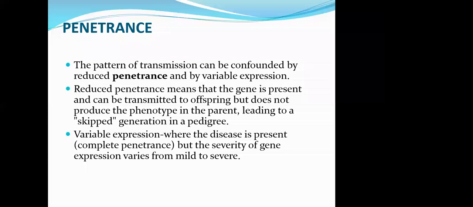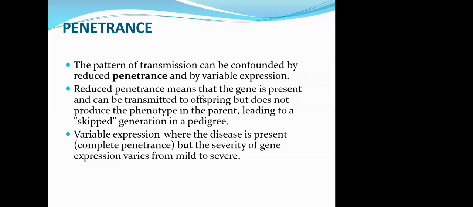An example is, you will find somebody who has genes for brilliance, and yet it doesn't show in the phenotype, in the expression; they don't look bright. So in that, you can say these genes particularly have a low penetrance. Is that clear? Reduced penetrance means that the gene is present and can be transmitted to offspring, but does not produce the phenotype in the parent.